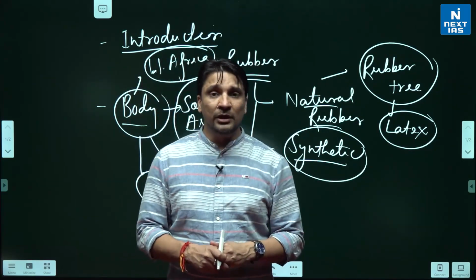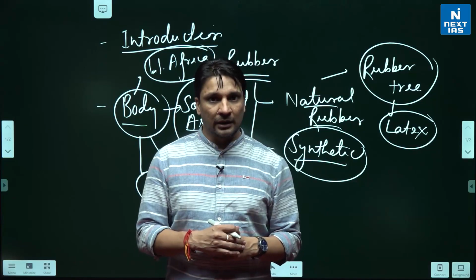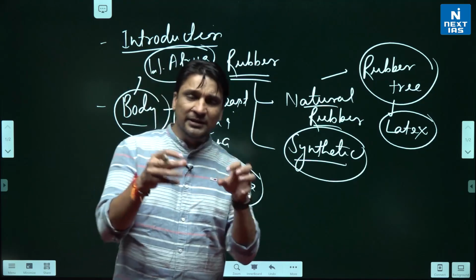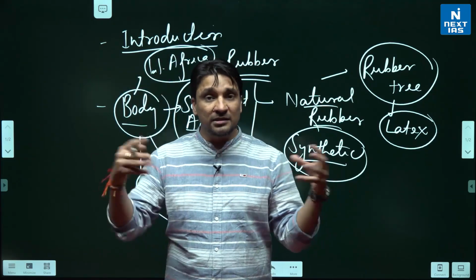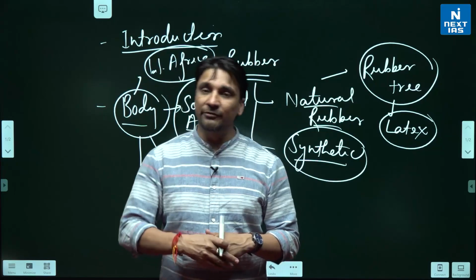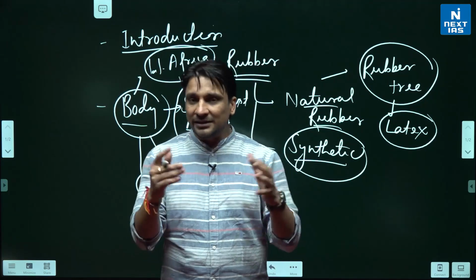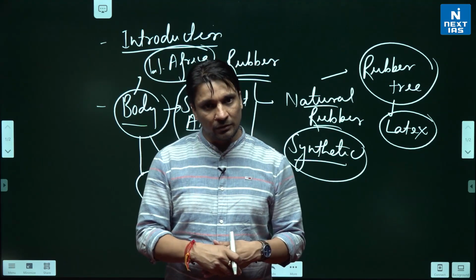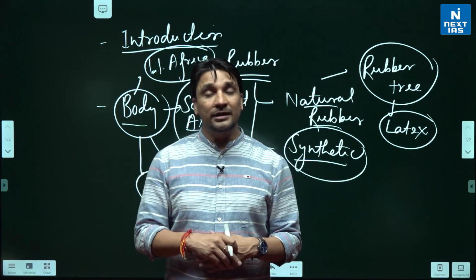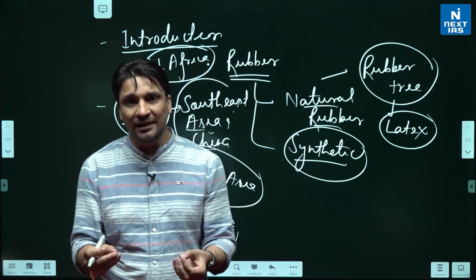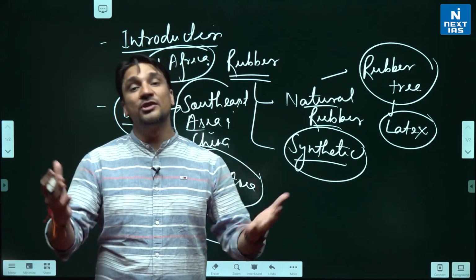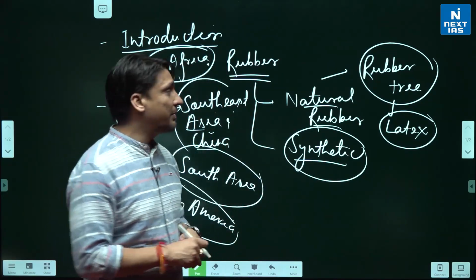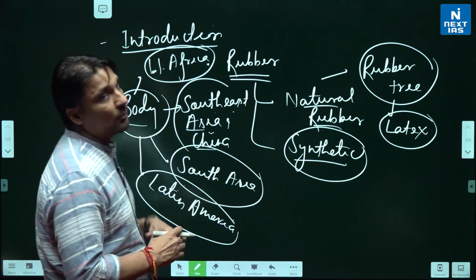Other than that, the rubber cultivation involves monoculture practice. And whenever there is monoculture, there will be intensive use of pesticides and fertilizers. The pesticides and fertilizers find their way to water bodies through runoff, and in water bodies they reduce oxygen level and create dead zones. Correct? So these are the negative environmental impacts associated with rubber production.